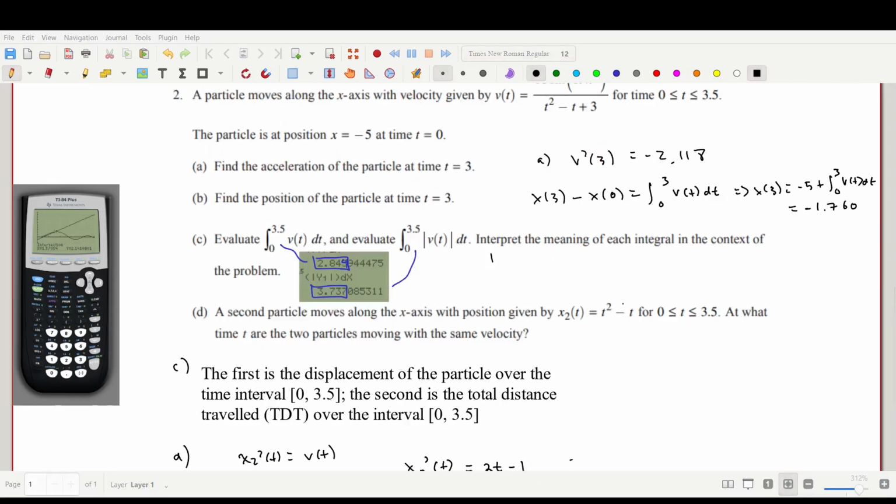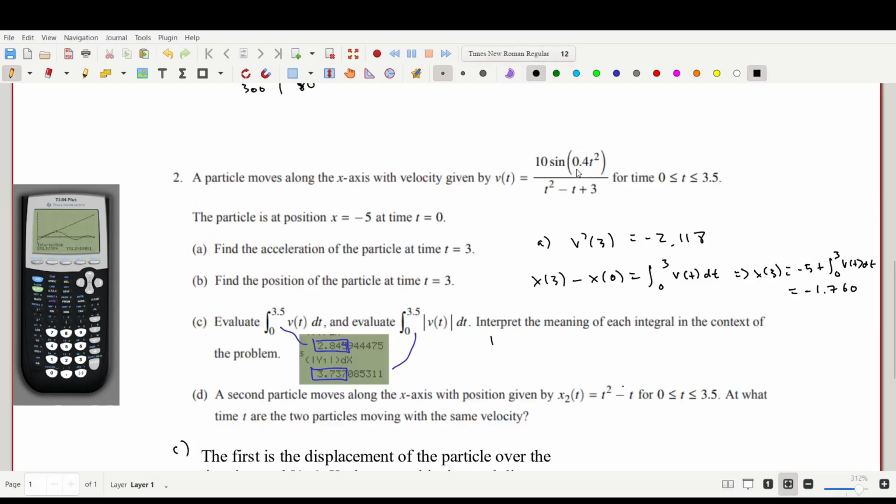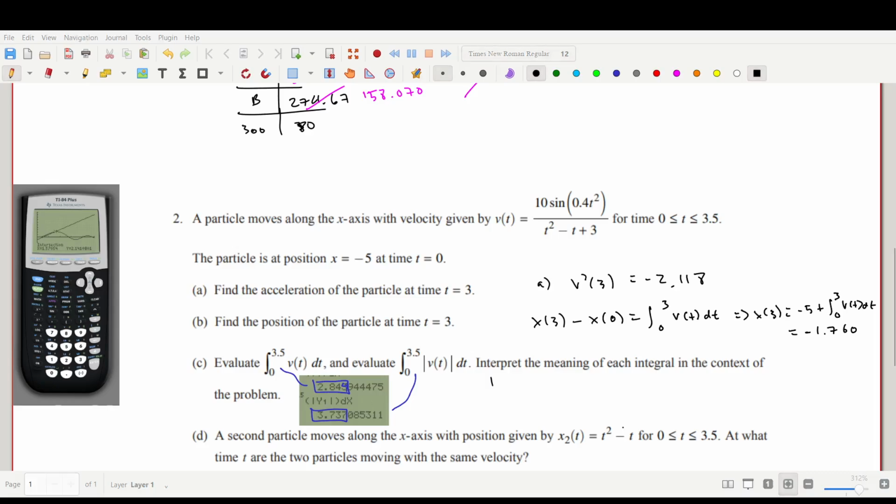All right. Checking my answers. 1.570 looks good. First one is 2.844. Yep, and then 3.73. Yep, looks good. Displacement, total distance traveled. Yep, and then the position is -1.760. Yep, and the -2.118 looks good. All right.